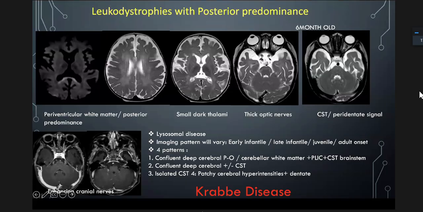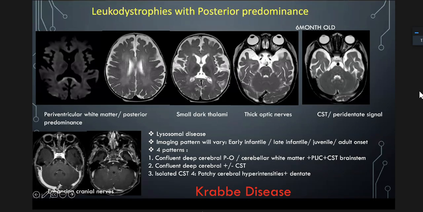So, you have thick optic nerves because it's a lysosomal disease, and there is storage of the residual content. So this causes thickening of the optic nerves, and the imaging pattern will vary depending on the age of the child. So it can be early infantile, late infantile. Usually, the older kids will present with corticospinal tract involvement.